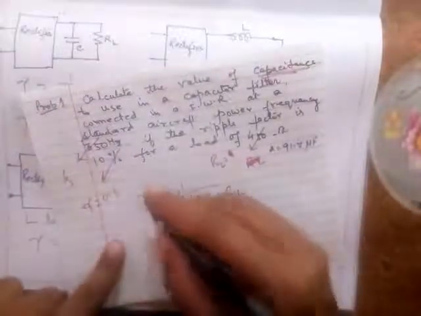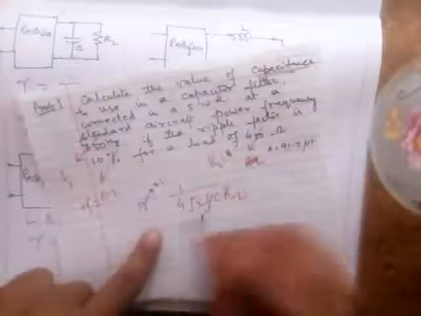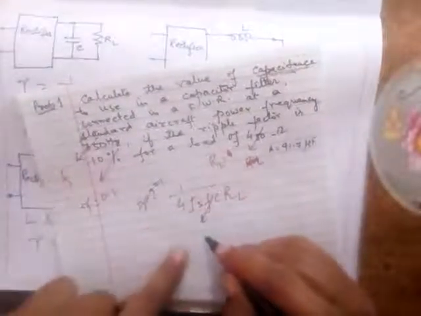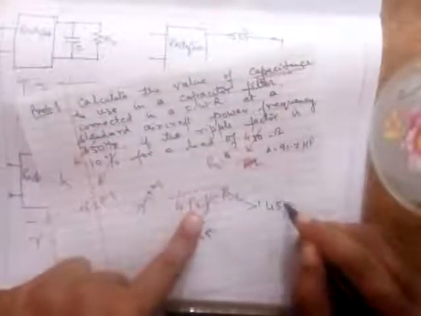Everything is given to you. This is 0.1. Substitute this value as 0.1 here, 4 root 3. The value of F is given to you, how much? It is 350 and RL is 450. If you calculate from here, you will directly get the value of this capacitor C as 91.7 microfarad. Please do this calculation on your own. Okay, it's a very simple numerical.